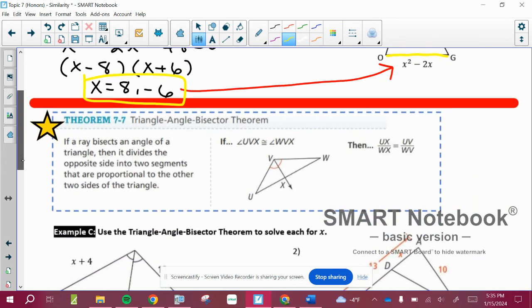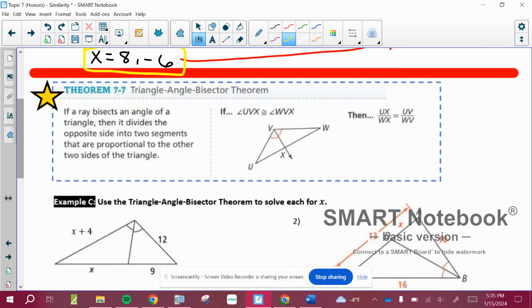Okay, one last theorem we have to talk about is called the triangle angle bisector theorem, which says if a ray bisects an angle, so here's this ray, it's bisecting this angle, which we know means to cut it in half, okay? Then it divides the opposite side into 2 segments. So we'll have this segment and this segment. The ray bisects it, okay, and cuts that into 2 segments. Okay, then those sides are proportional to the sides of the triangle.